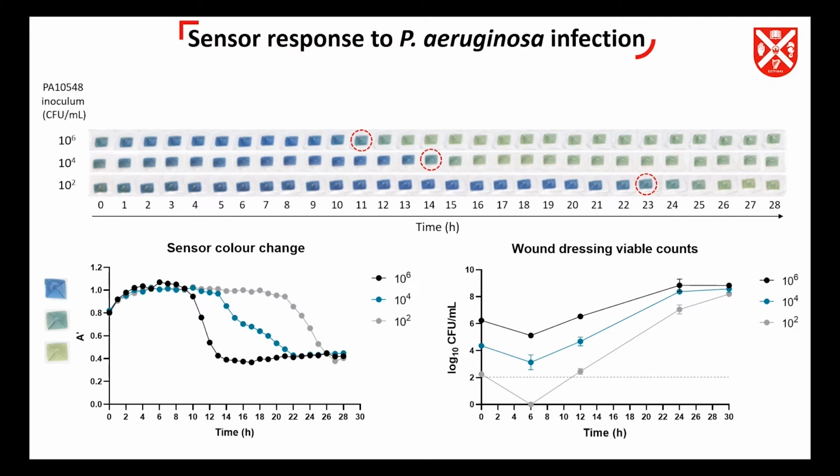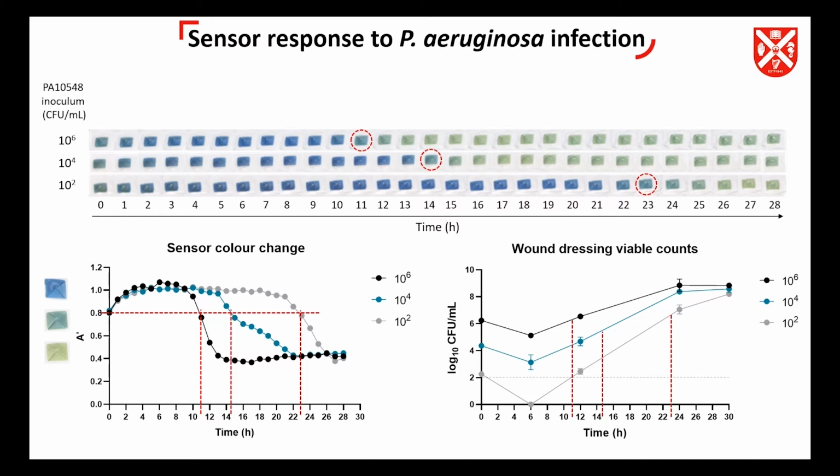Now, if we go to our sensor colour change graph, draw a line at 0.8, which is where we would typically find that teal colour, and draw down the x-axis, we see that that matches up really well. 11 hours, just over 14, and 23. Now the important bit is when we transfer that information to the viable counts.